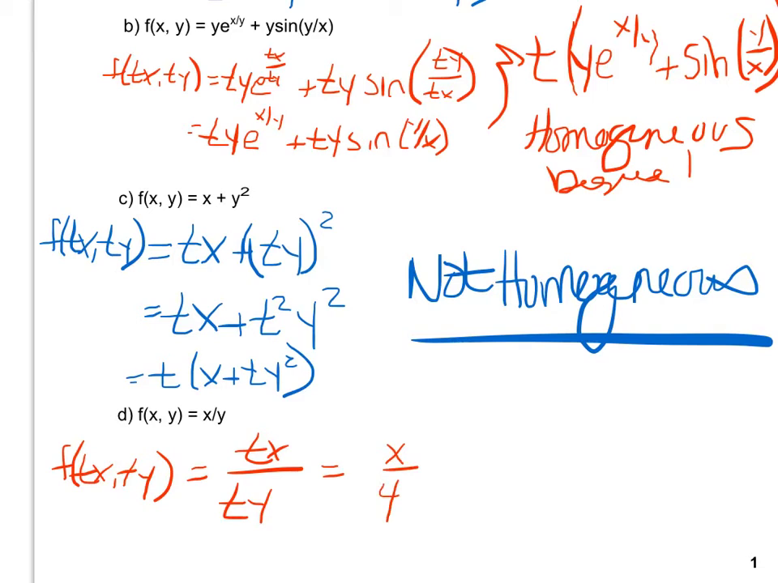Notice that even though I might look at this right away and go, well, there's nothing to factor out, it must not be in that form, I know that nothing is really the same thing as 1 times something. And 1 is the same thing as t to the 0. So this tells me it is homogeneous and the degree is 0.